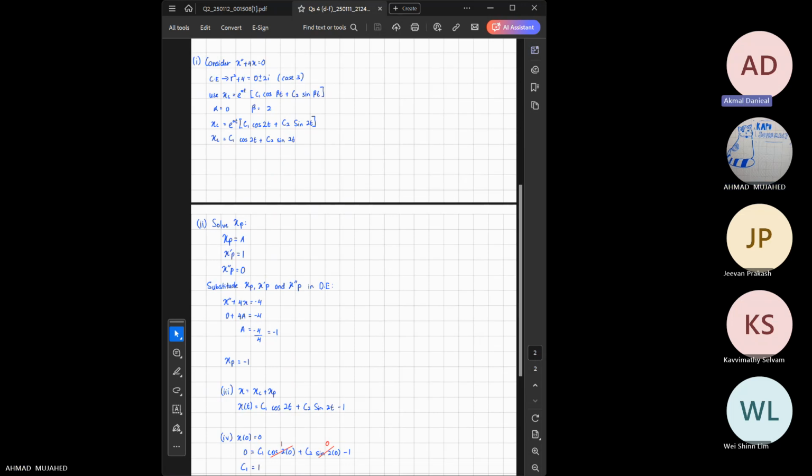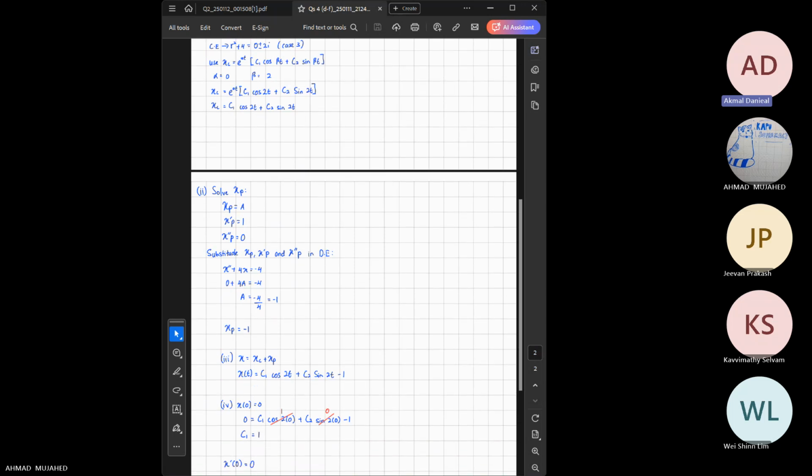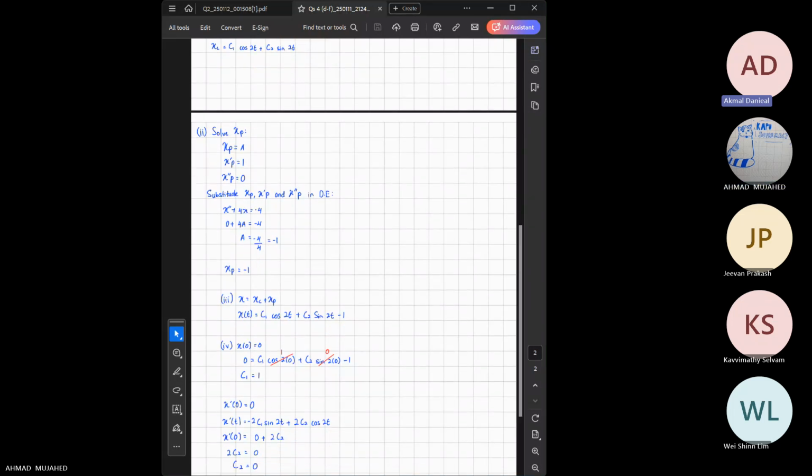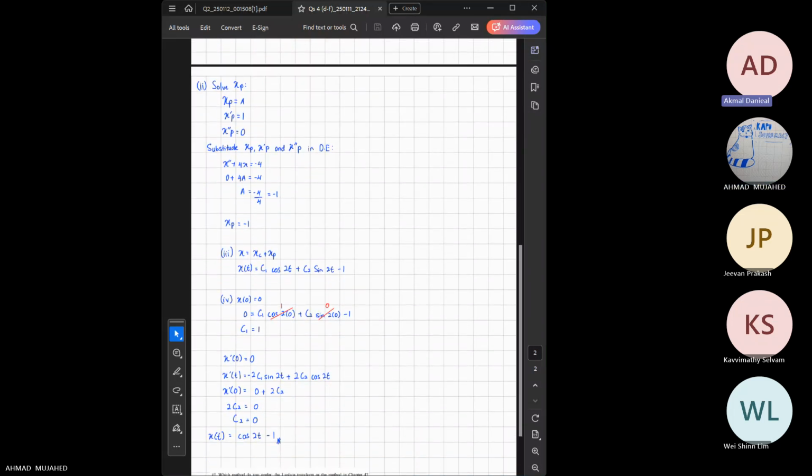Question number E: if f(t) equals -4, solve the IVP using method of your choice, which is the undetermined coefficient or variation of parameters. So we know f(t) equals -4, x(0) equals 0, and x prime (0) equals 0. Use the given formula m d²x over dt² plus kx equal to f(t).